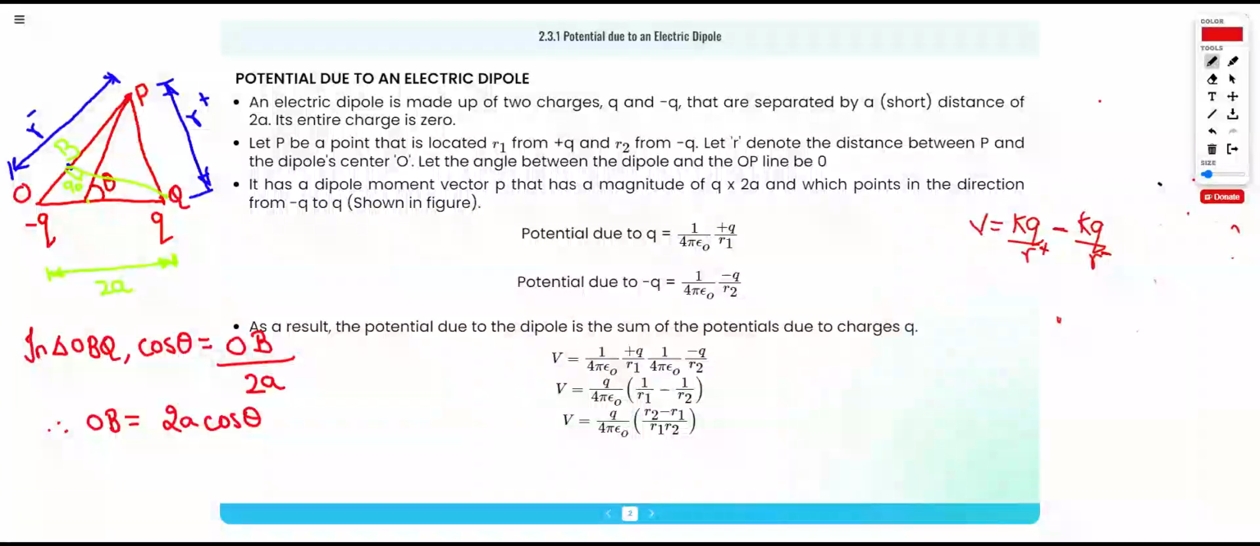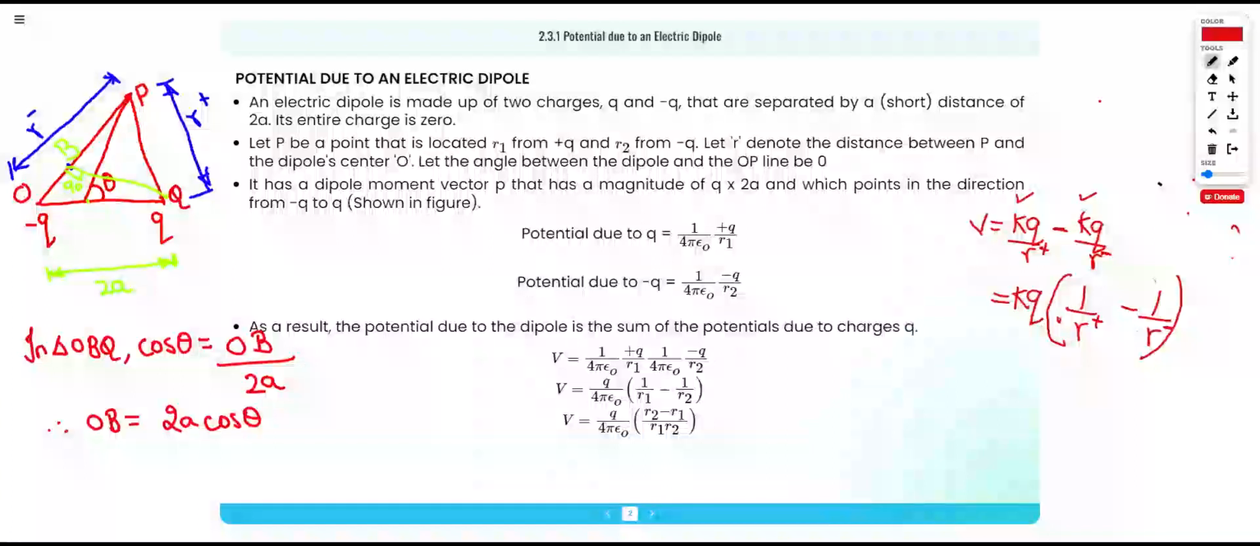Now I can take KQ as constant. Why? Because K is constant, same. Q and Q were the same charges, differing only by their signs, one positive and the other negative. But here, as I took this negative value, I can write KQ outside, and inside the bracket I will write 1 over R plus, minus 1 over R minus.